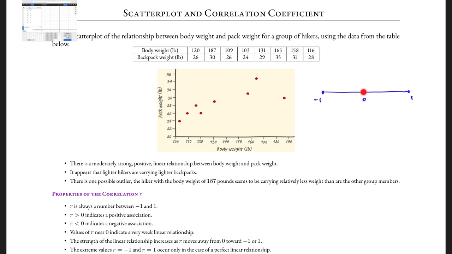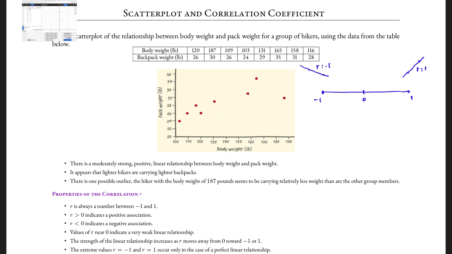Any value of R that is close to 0, such as 0.1 or negative 0.1 and so on, indicates a very weak linear relationship. Any R value that is close to positive 1 or negative 1 would indicate a very strong linear relationship. Both negative 1 and 1 would indicate a perfect linear relationship. When R equals 1, it indicates a positive association, upward, and when R equals -1, it indicates a negative association.